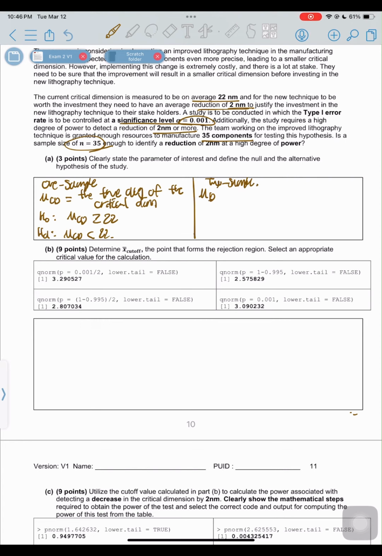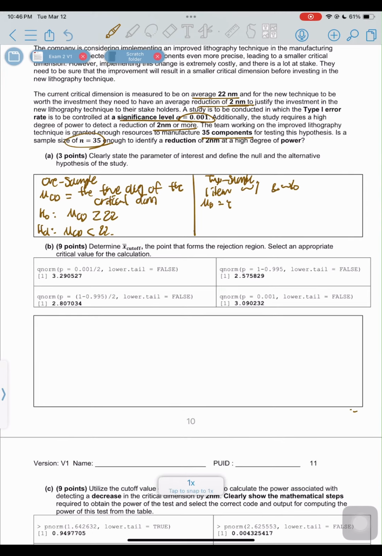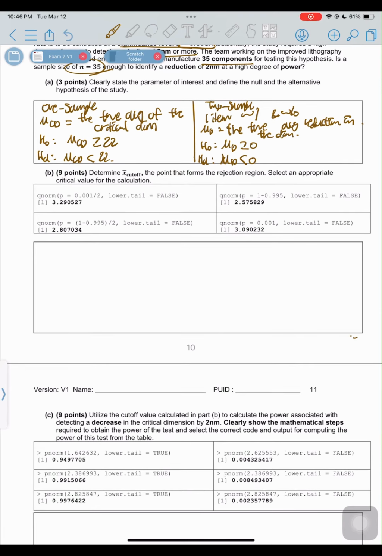So the two sample, what I meant for the two sample is if you consider the company will produce one item with and without the new technique, we can consider this as a paired procedure. So we're going to use μ_D as the true average reduction in the dimension. So we can have H naught as μ_D greater than or equal to 0, because we're interested in reducing it. So the alternative would be μ_D less than 0. We can do that. So that's A.